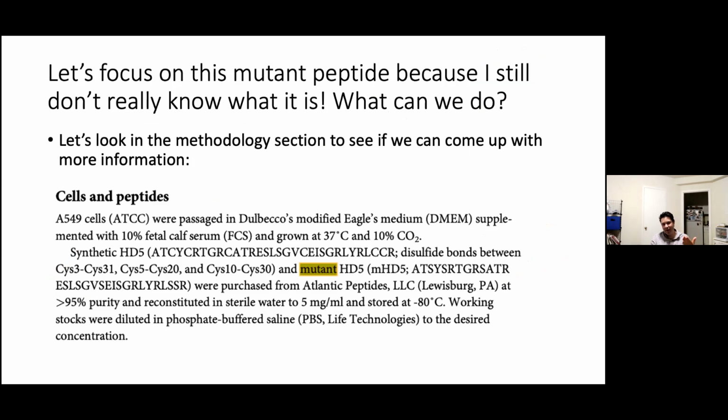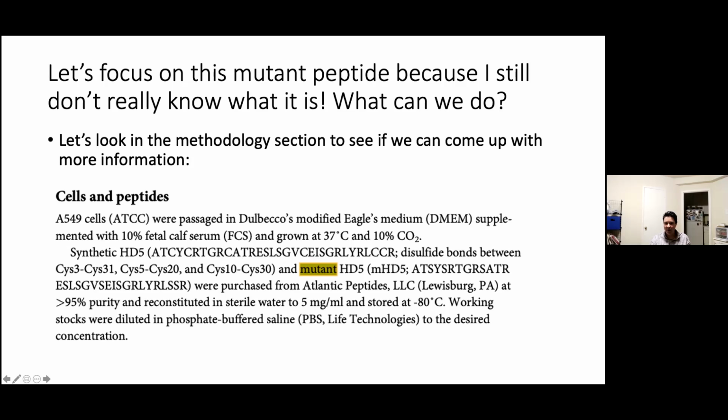So we're going to go back to the methodology now, which we haven't looked at because, remember, you don't really care about the methodology unless you really need to know it for a reason. All I do is a Control+F and look for the word mutant. I found "mutant HD5." Perfect, that must be the information I'm looking for. Over here it says "synthetic HD5," which must be the normal one. And it has some sequence information as well, right?